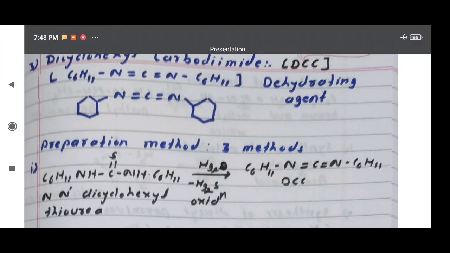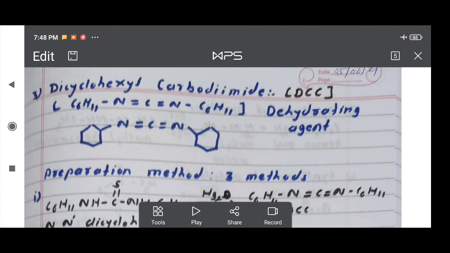Hello student, today I am going to explain reagent number 3: dicyclohexyl carbodiimide. Here di means two cyclohexyl groups attached to N=C=N. Therefore, the structure of dicyclohexyl carbodiimide I am drawing here: C6H11 N=C=N, and another cyclohexyl group C6H11 attached to the nitrogen atom. The short form of dicyclohexyl carbodiimide is DCC.